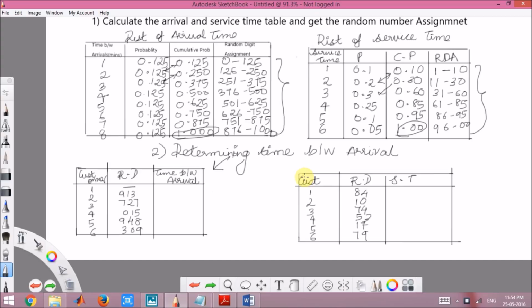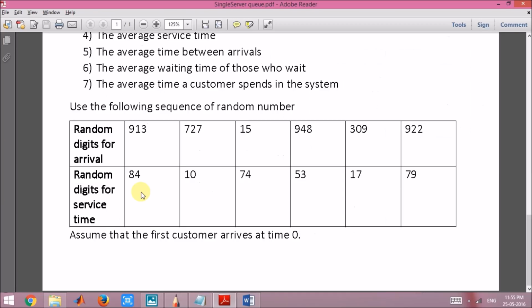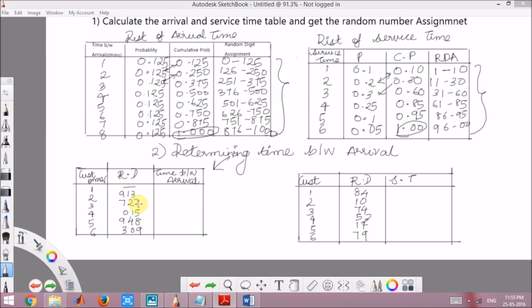So we have 1 to 6 customers. Now the inter-arrival time for the first customer is nil because it is the first customer. So there is no possibility of having an inter-arrival time. That's why we give it a nil sign, meaning that the first customer does not have any inter-arrival time. From the second customer, we start with our values. So 913, 727, 15, and so on, get filled up here.